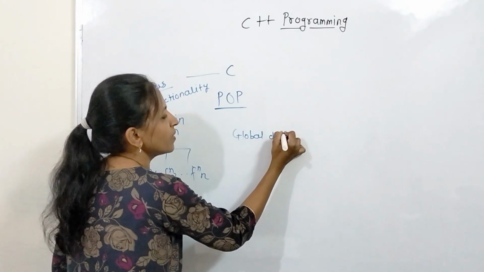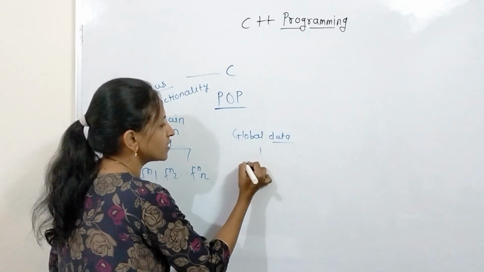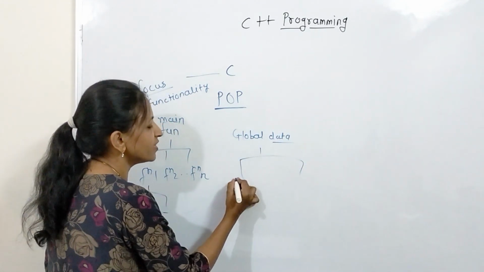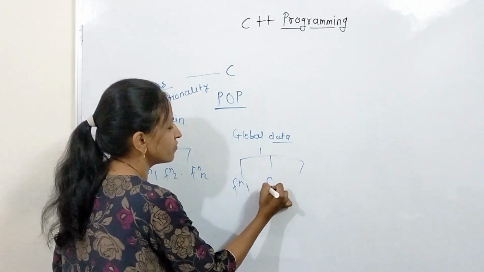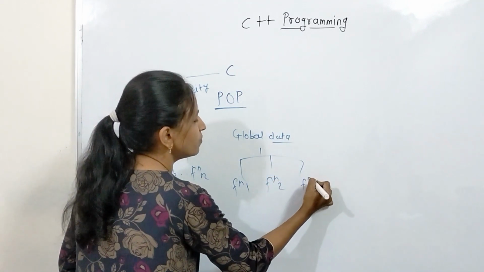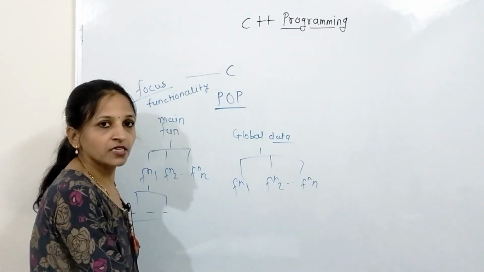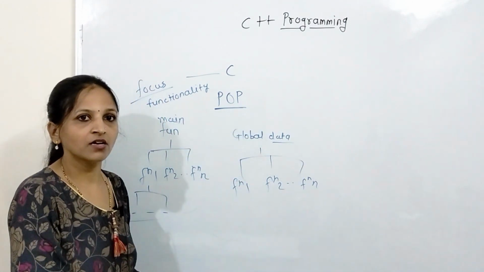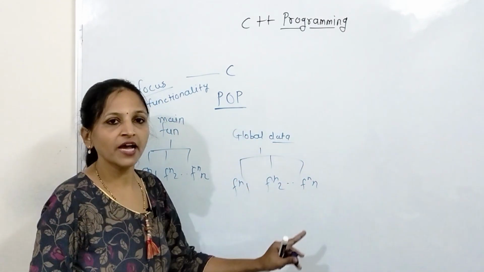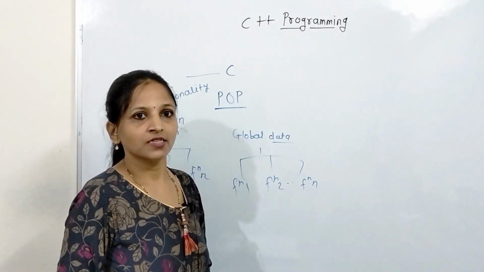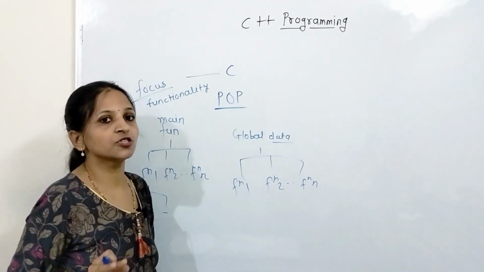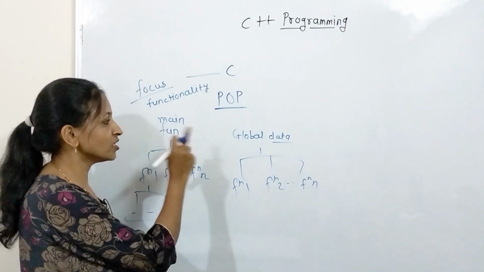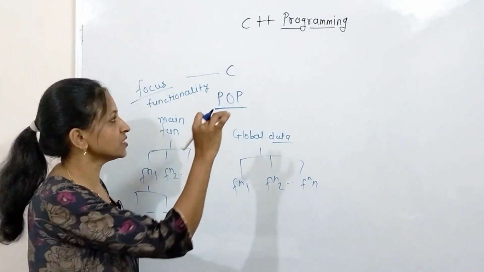Global data means global variables, okay, that can be shared inside all the functions. Let's say this is function 1, function 2, any number of functions may be there, like function n. Inside all the functions we can access this global data, meaning global data can be shared by all functions. Getting? This is nothing but a procedure oriented approach. We can implement all these things in C language.